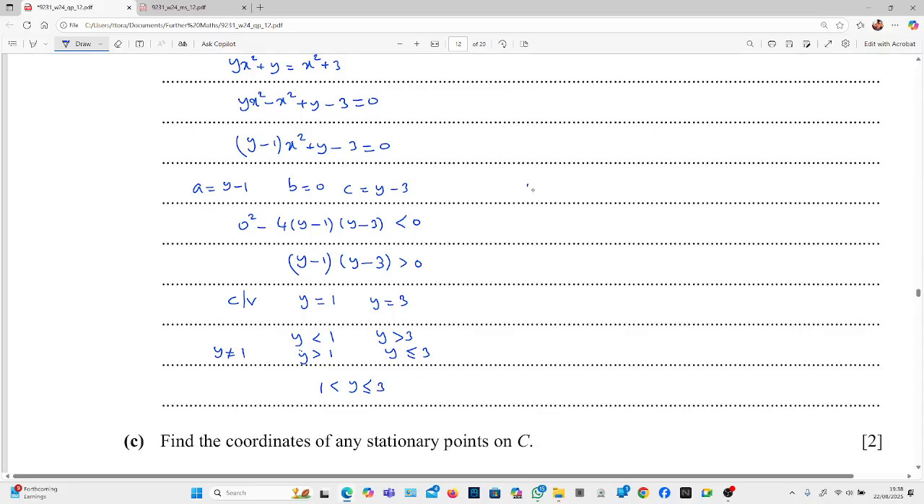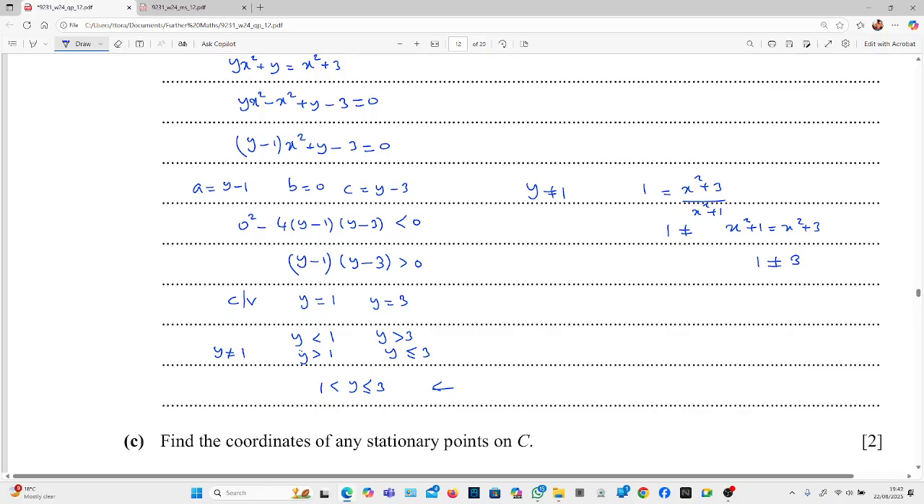The reason y cannot equal 1 is because if I substitute 1 into this equation here, (x squared plus 3) over (x squared plus 1), we end up with x squared plus 1 is equal to x squared plus 3, and we understand why 1 cannot equal 3. So that is why y cannot equal 1. So here is the set of values of y that we need for this equation.